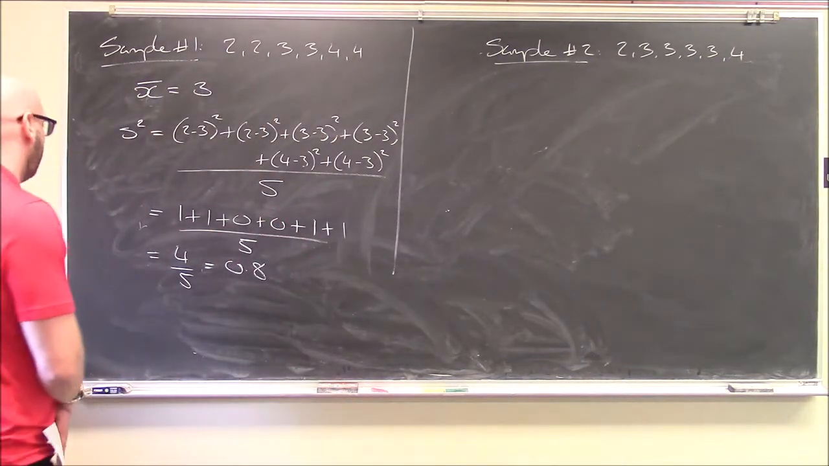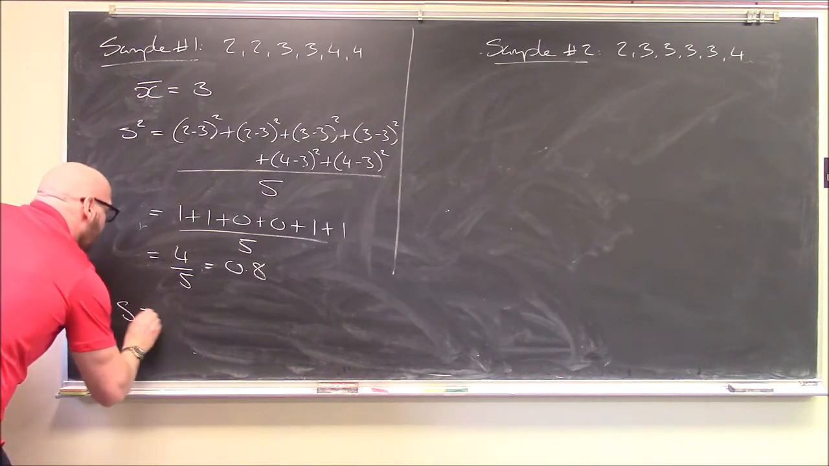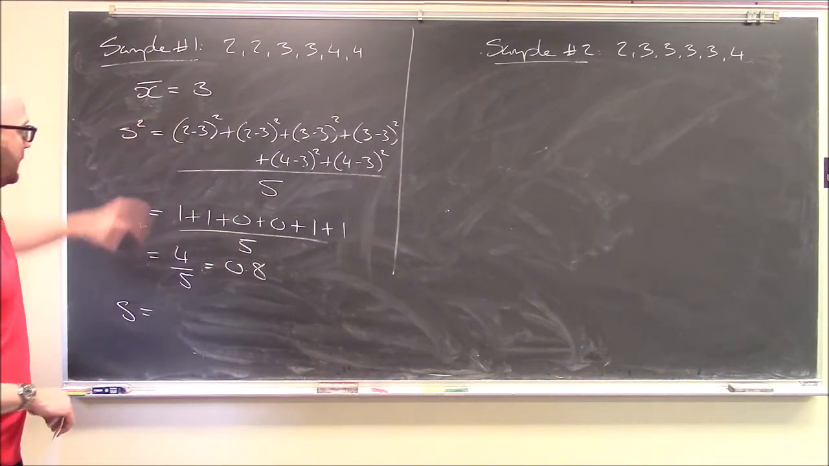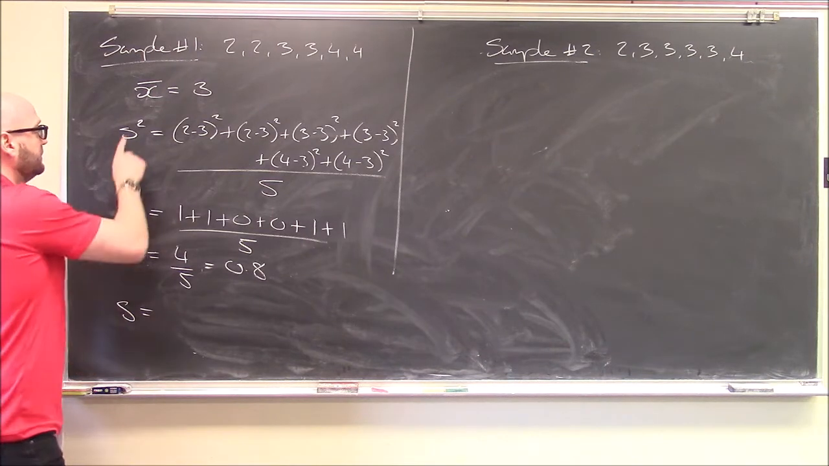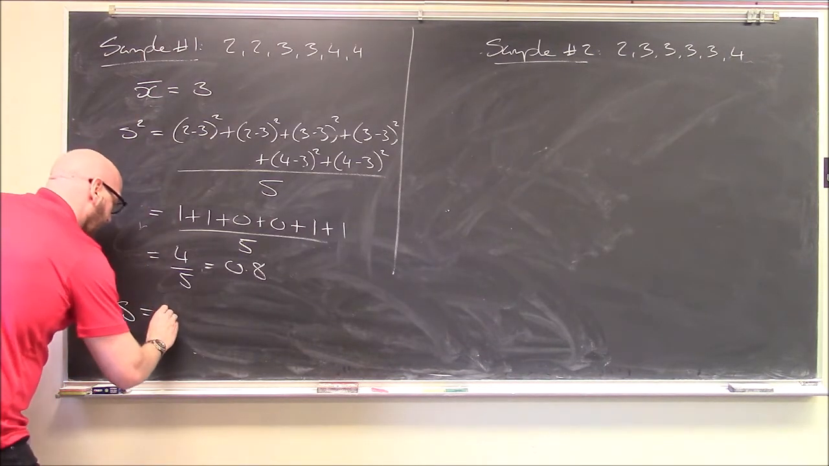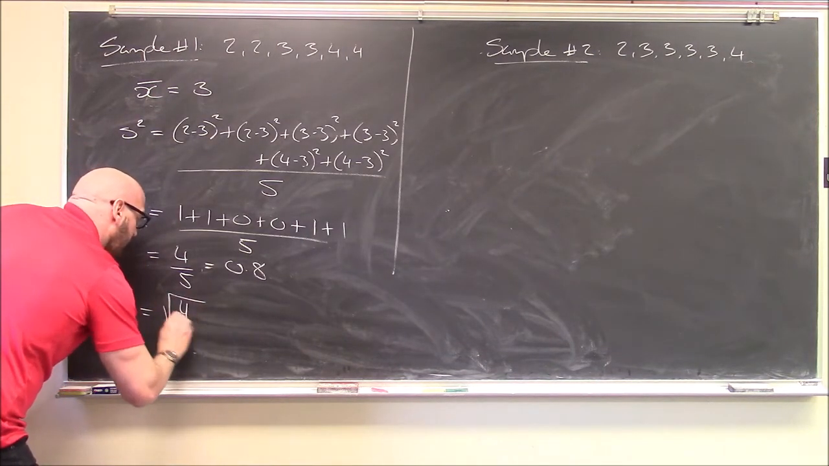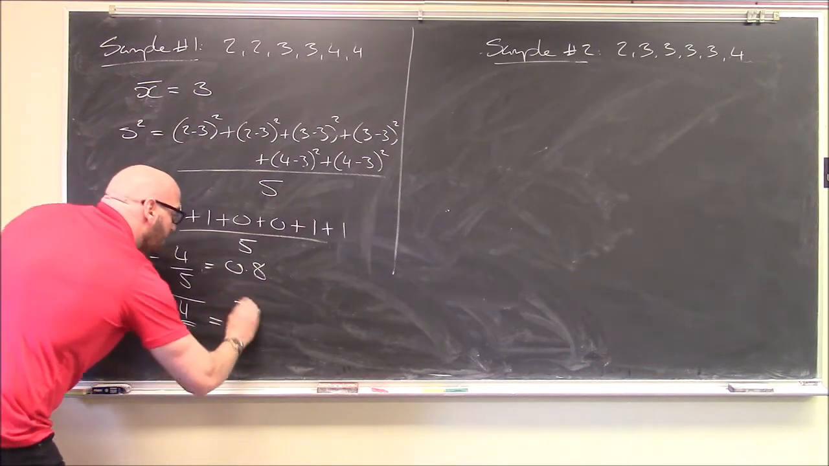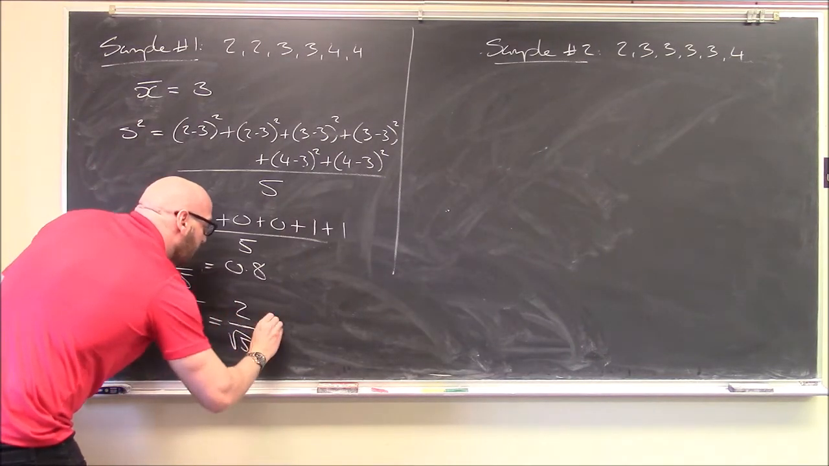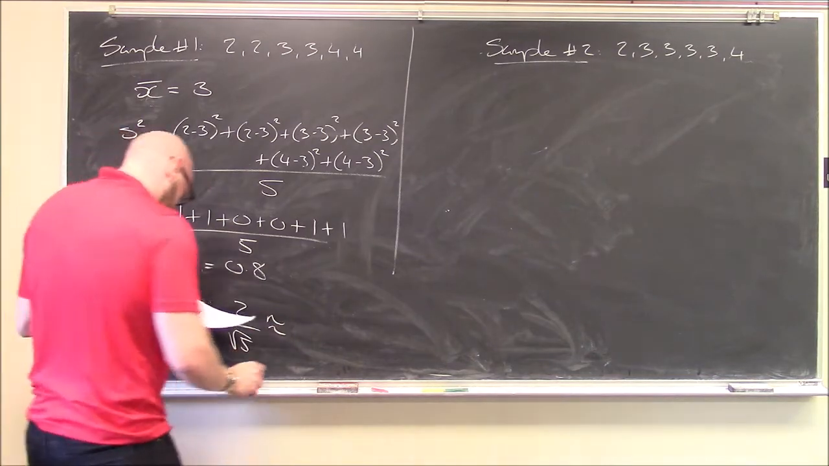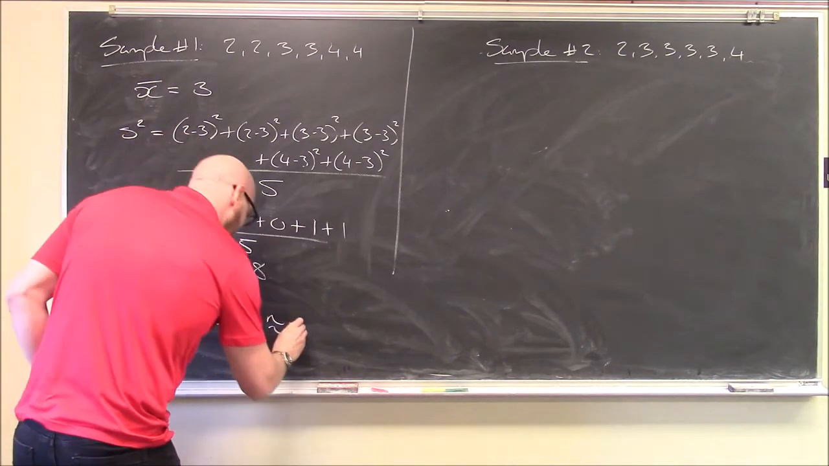So there's the variance. How do you get standard deviation, s? Well, it's just the square root of s squared, of the variance. So it's just the square root of 4/5, which is 2 over root 5, or if you want an approximation, that's approximately 0.89.